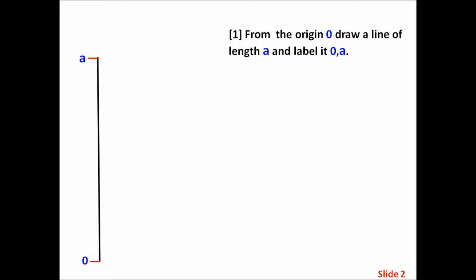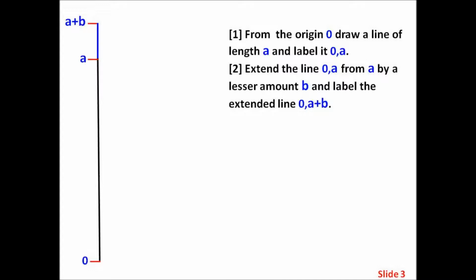1. From the origin O, draw a line of length A and label it O, A. 2. Extend the line O, A from A by a lesser amount B and label the extended line O, A plus B.